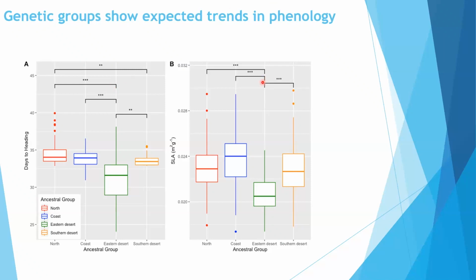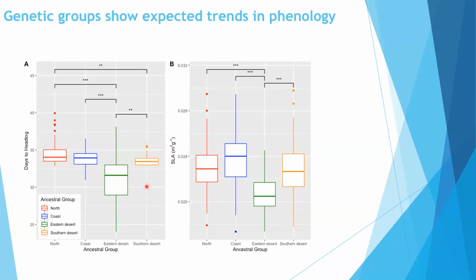And the genetic groups show us what was really nice. The first thing we saw was really expected trends in phenology. So these two graphs here are showing differences in days to heading. So that's flowering time essentially, how quickly the plants flower, and also specific leaf area. So specific leaf area is part of the leaf economic spectrum. So it's basically the ratio of dry mass of the leaf to the area. And that's a really easy trait to measure, but it's really indicative of a lot of interesting things like growth rate. It's very highly correlated to the rate at which plants grow.